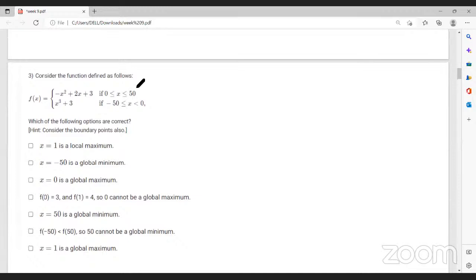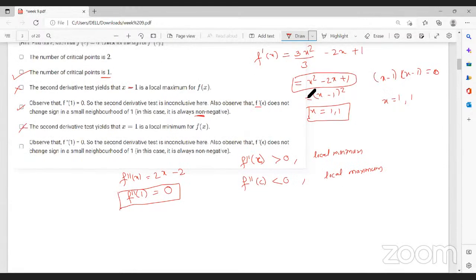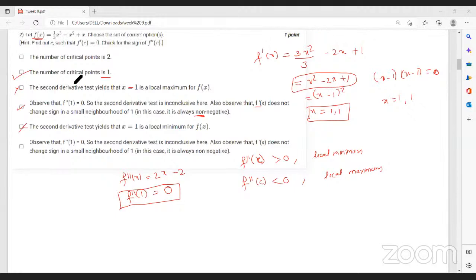Okay, can you tell me the first concept of global minimum, global maximum? If the function at all critical points. Sir, on the previous question, in total only one is correct. The second is correct: the number of critical points is 1. None of the others, sir.